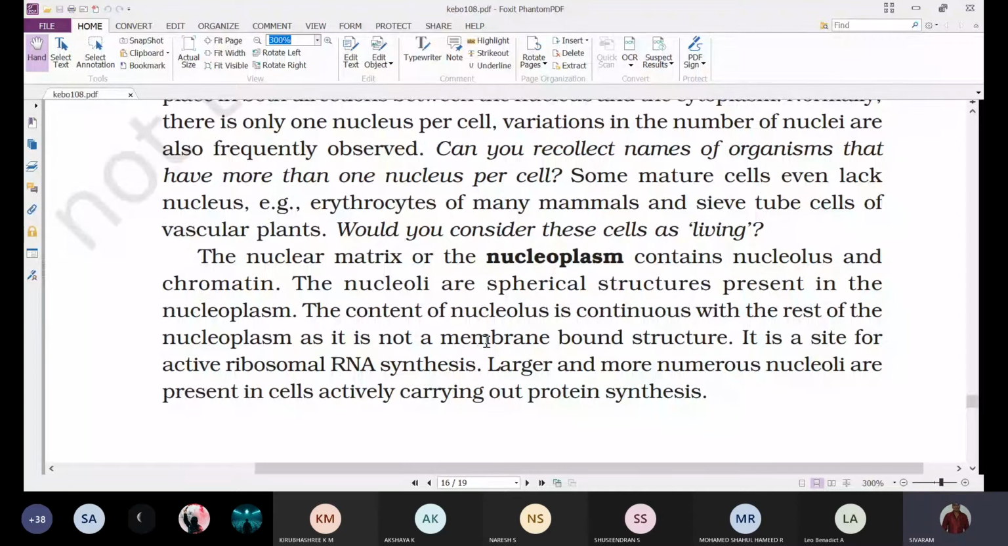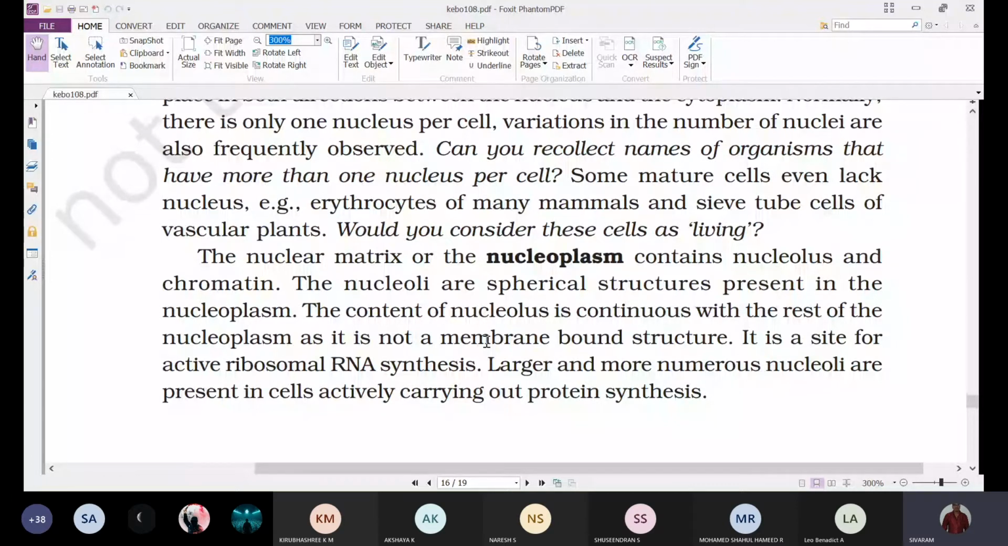The nucleoli are spherical structures present in the nucleoplasm.